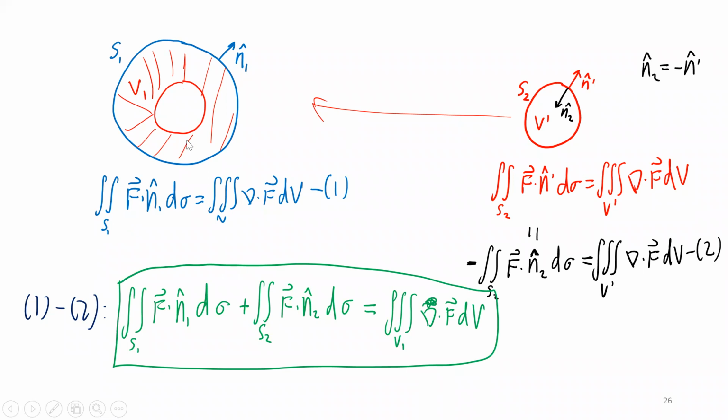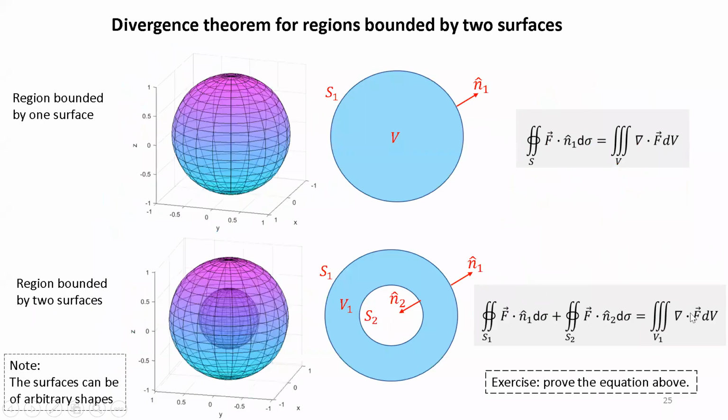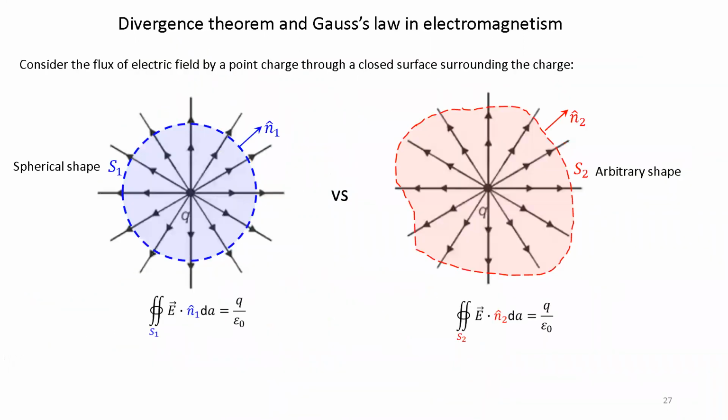And that finished the proof for this version of the divergence theorem when we have a region with a cavity. And again, you could imagine how you can generalize the same argument for a region with even multiple holes or multiple cavities. So with that, I actually want to apply it.